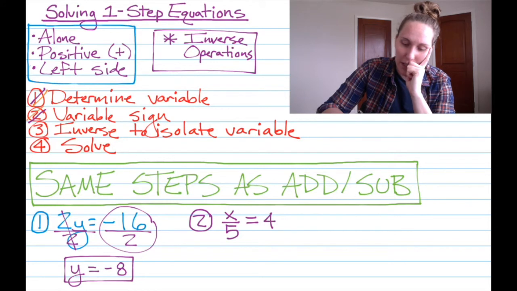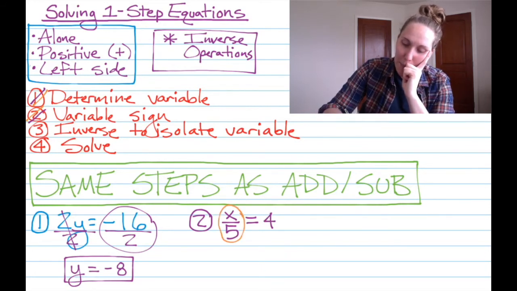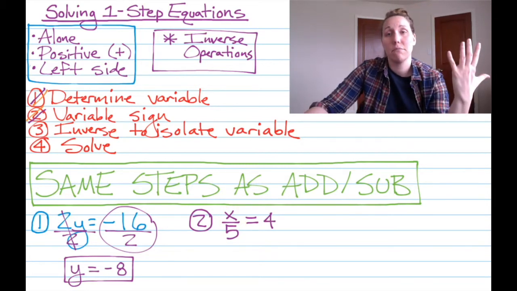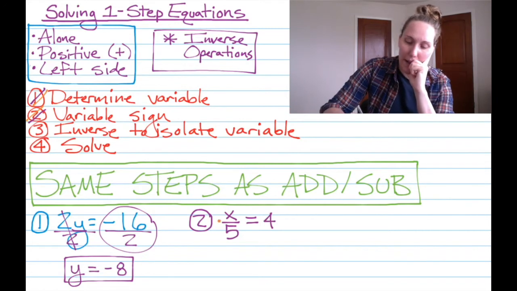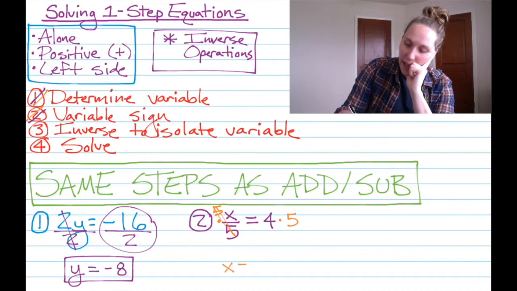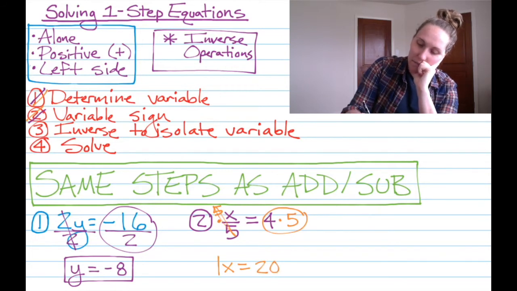Okay? So I checked the variable sign. It was positive. Now I've just got to use inverse operations to isolate the variable. So what is the inverse operation of divided by 5? What's the opposite of dividing? Multiplying. So that means I'm going to do times 5, times 5. And these canceled, so that left me with just x. And 4 times 5 is 20.